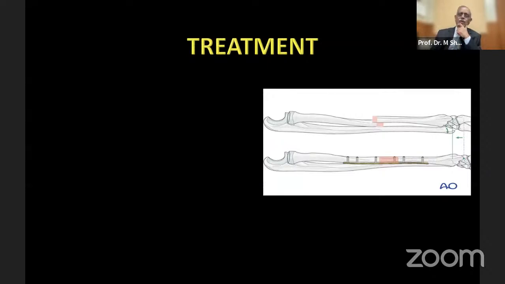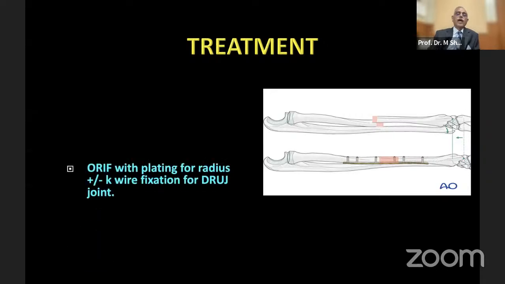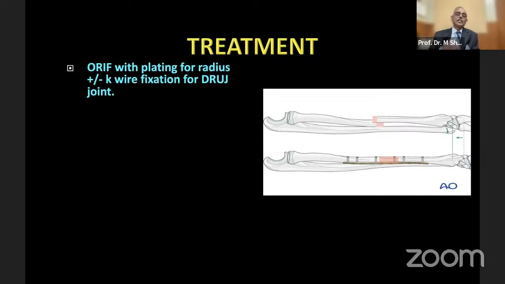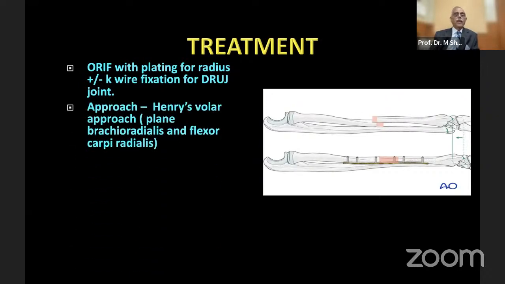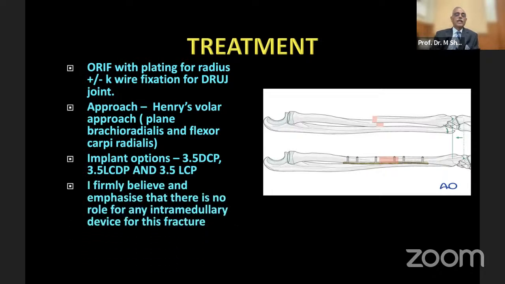What is the treatment? Treatment is simple compared to the complex fracture which Dr. Chaitanya showed. Here is a very simple fracture. Most of these fractures are transverse fractures. And what is important is simple plating, with volar plating to be undertaken, either a 7-hole or an 8-hole plate, with a K-wire fixation for the distal radioulnar joint. The approach is Henry's volar approach, and classically the implant is 3.5 DCP or 3.0 LC-DCP or 3.5 LCP now.